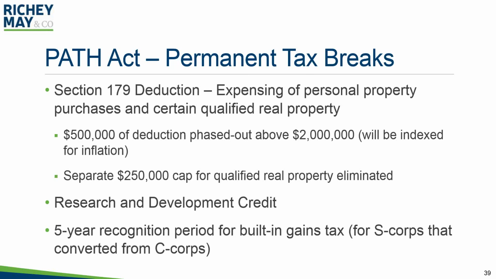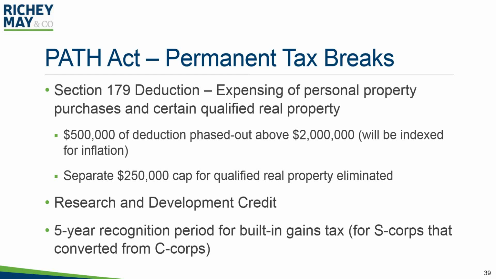And then here are some of the more permanent changes that the PATH Act put into law. The Section 179 deduction, which is another kind of tax break along the lines of purchasing fixed assets for your business, it's just the expensing of property purchases, personal property, and certain qualified real property.